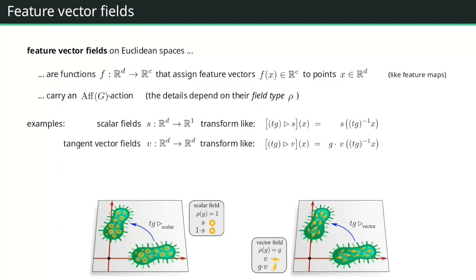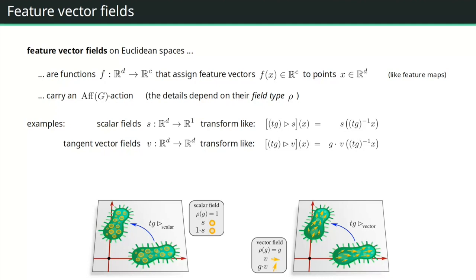To motivate that, I first want to show some examples. For instance, you could look at a scalar field, which is a map from R^D, from the Euclidean space, to R^1. So at each point, you only have one scalar value. And it transforms like this: the action of TG, some translation and G transformation, on the scalar field at x is just s of TG inverse x. You see it here in this bottom visualization. If you want to know the scalar value of the transformed field here on the top, then you just look up the scalar value somewhere else. So this is s of TG inverse x.